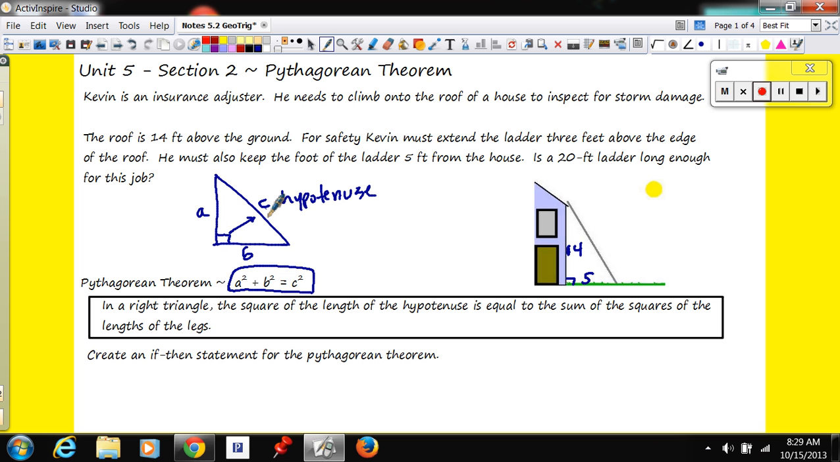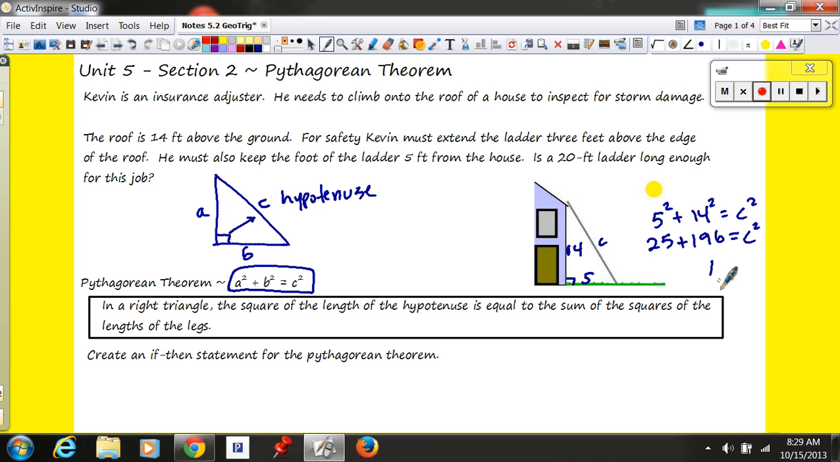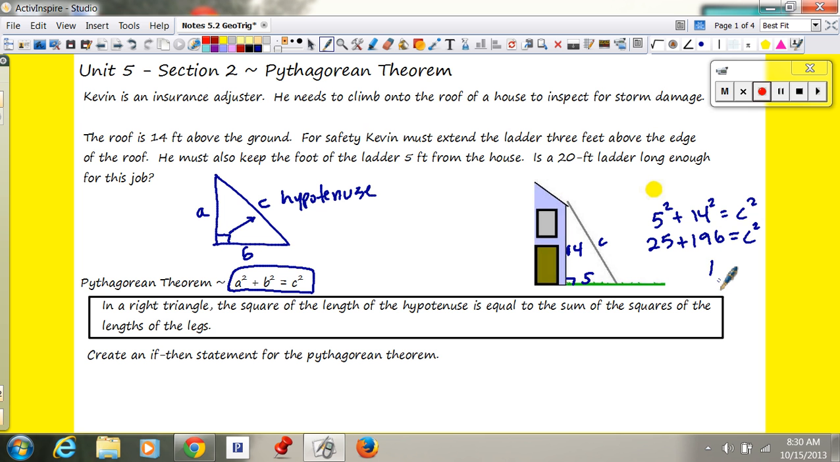So our Pythagorean theorem in this equation over here says that we have 5 squared plus 14 squared equals c squared. This would be our c right here. We have 25 plus 196 equals c squared. 25 plus 196, 11 carry the 1, 11, 12 carry the 1. It's 221 equals c squared.